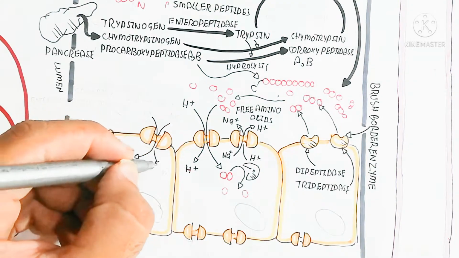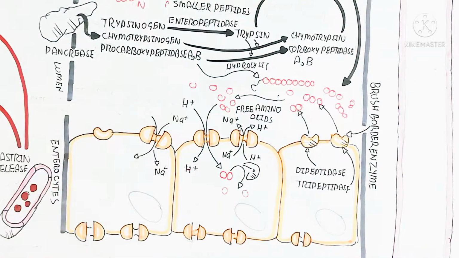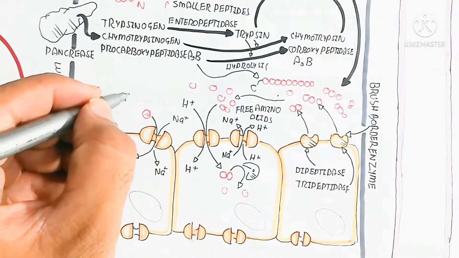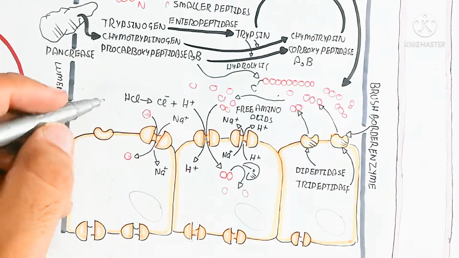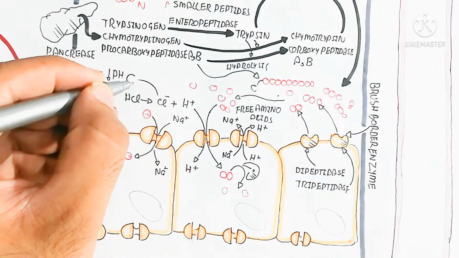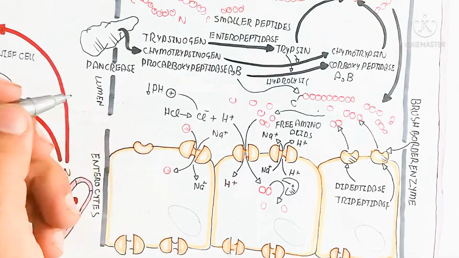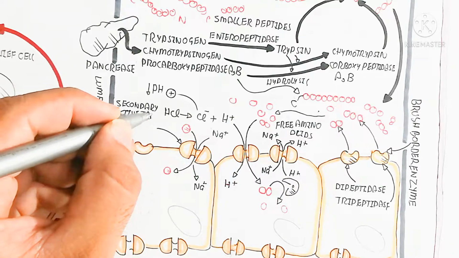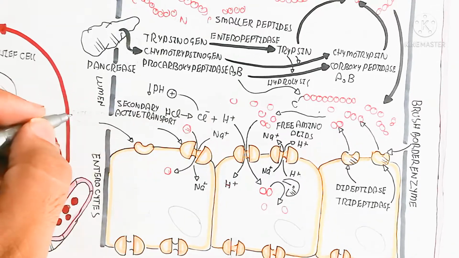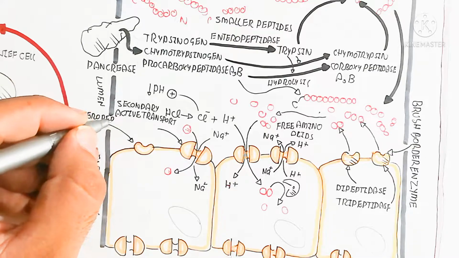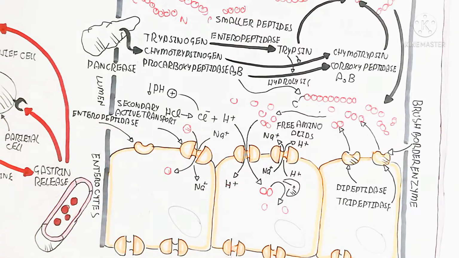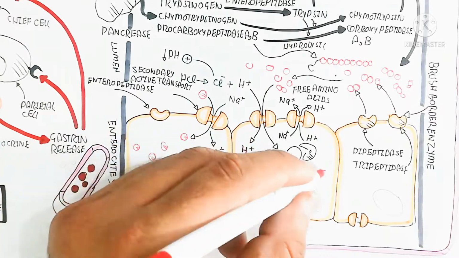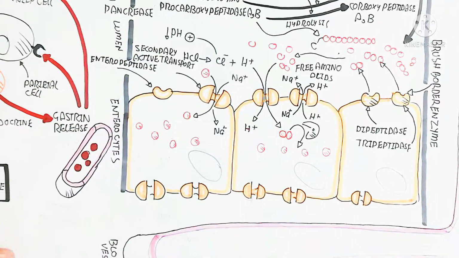Again, the sodium will be moved out with the symport transport along with the proton. Here the sodium will enter, and one amino acid will enter, which is known as symport transport. The hydrochloric acid will convert into chloride and proton. In this way the chloride will increase, so the low pH will decrease, not increase. In this way the pH increases, meaning it becomes more basic.